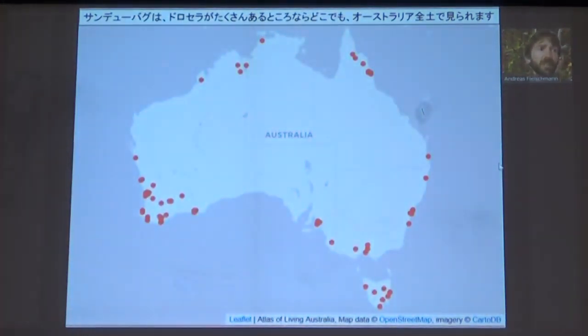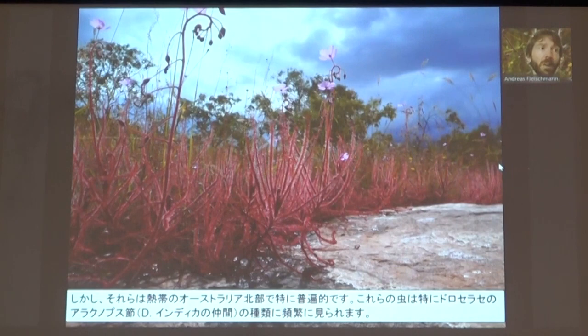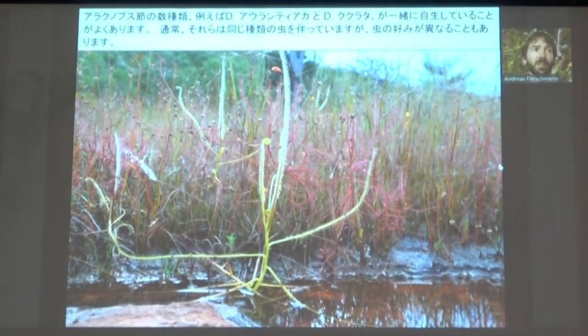So sundew bugs are found across Australia, as you can see in this map from the Atlas of Living Australia. They're found everywhere where there are lots of sundew species, but they are especially common in the tropical north of Australia, and very frequent on members of Drosera section Arachnopus, the spider-leg sundews, here shown Drosera variegata. Quite often, several species from Drosera section Arachnopus grow together. You can see in red Drosera aurantiaca and in green Drosera cucullata. But usually they harbor the same bug species, so they're not that species specific, though with some different preferences of the bugs. Certain species of Setocoris seem to prefer certain sundew species.